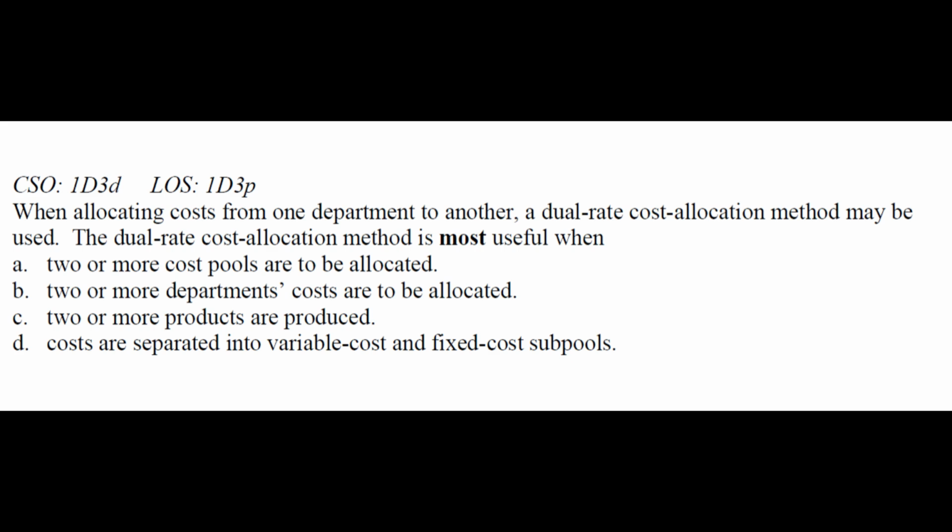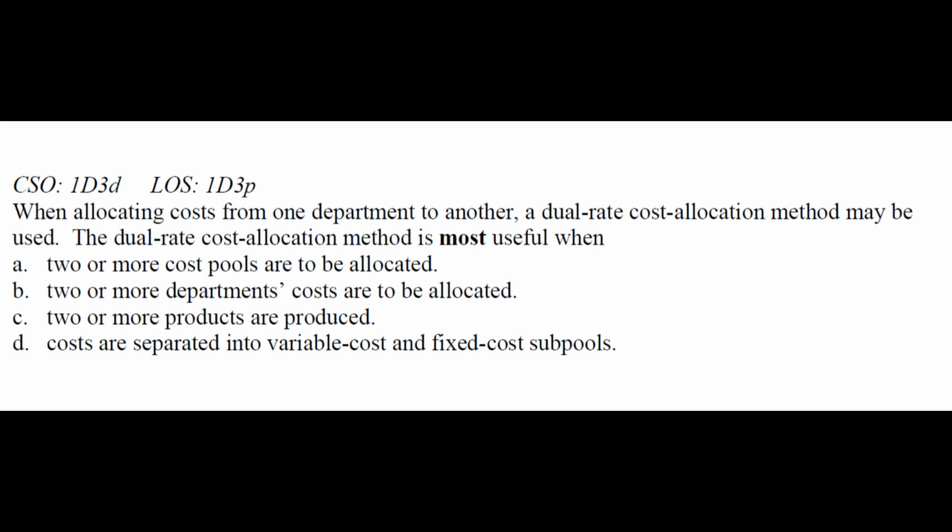This question tests understanding of the dual rate cost allocation method, a topic within service department cost allocation and overhead distribution. Key concepts. The dual rate cost allocation method separates costs into two distinct categories: variable costs, allocated based on actual usage; fixed costs, allocated based on capacity or budgeted usage.